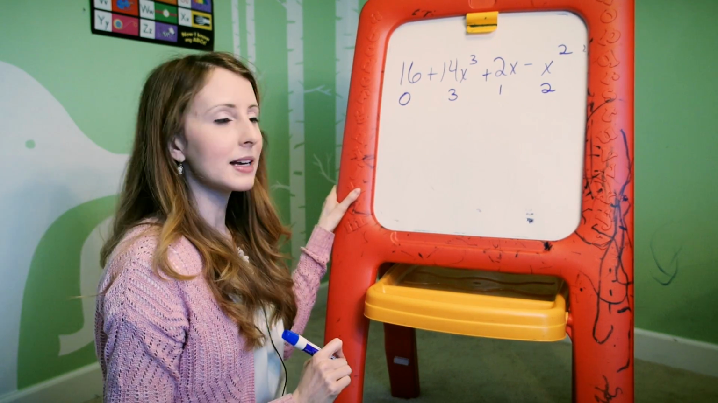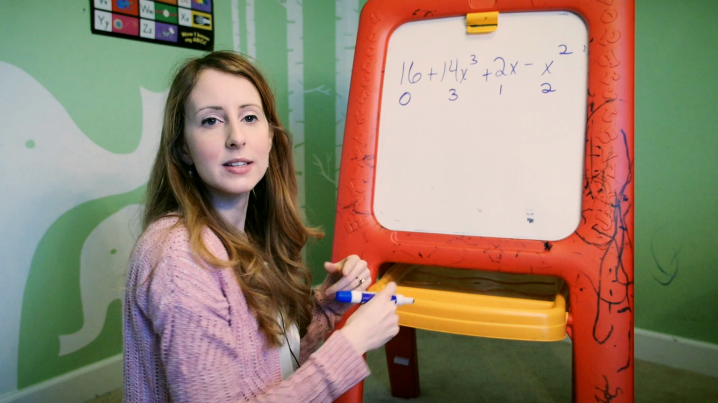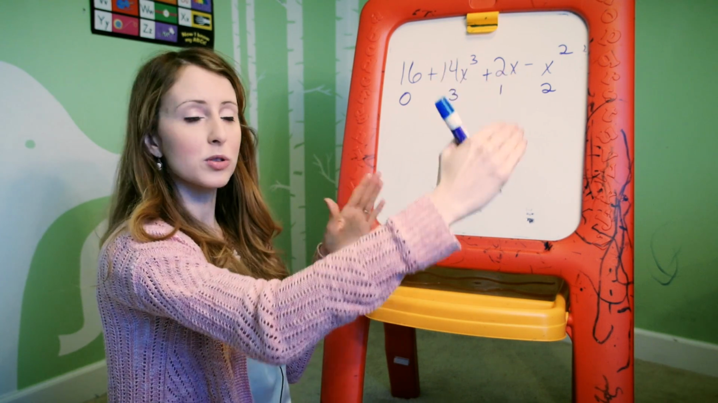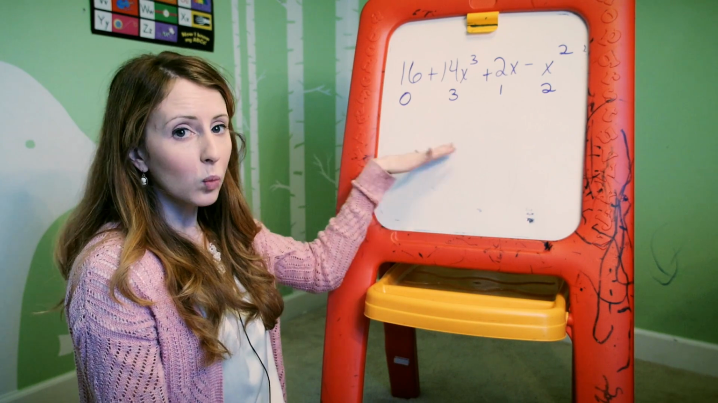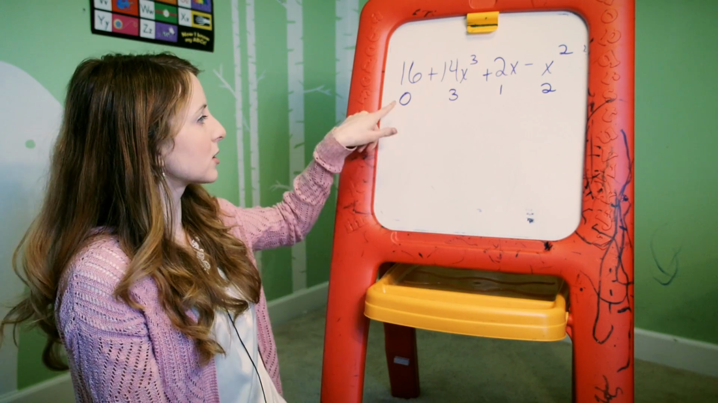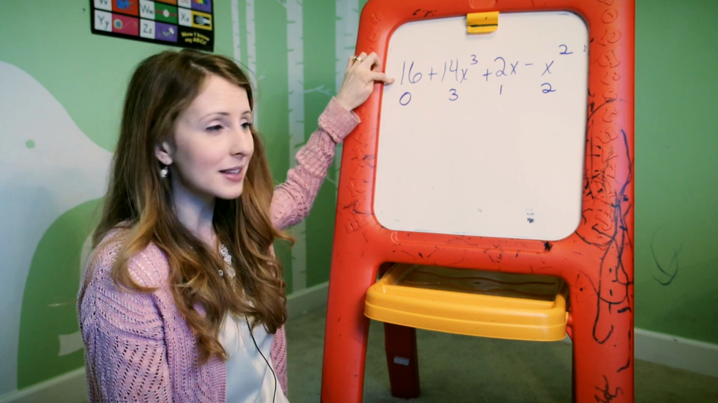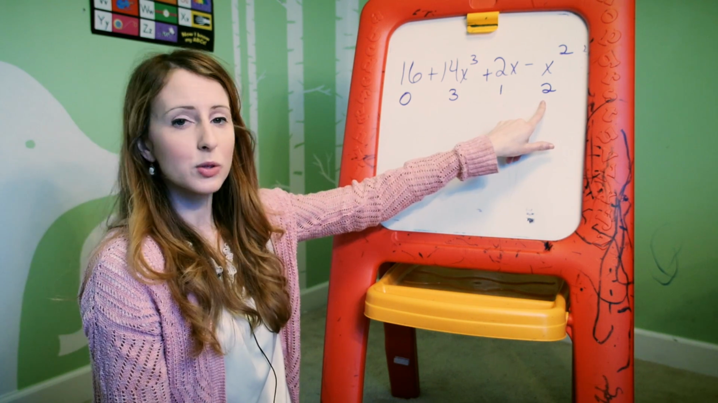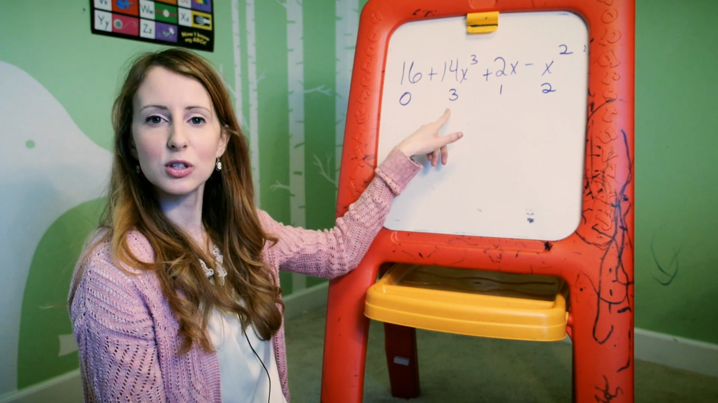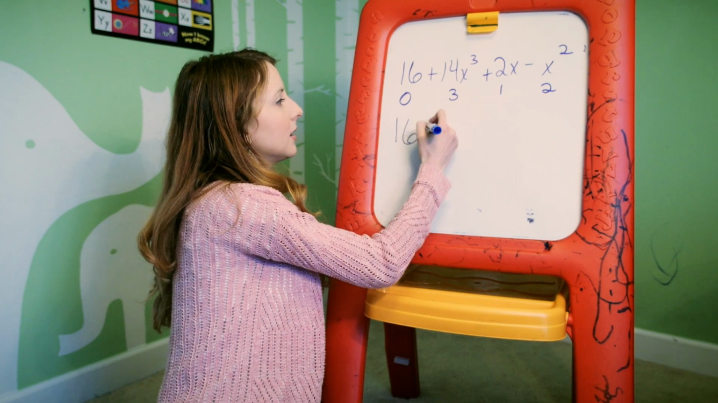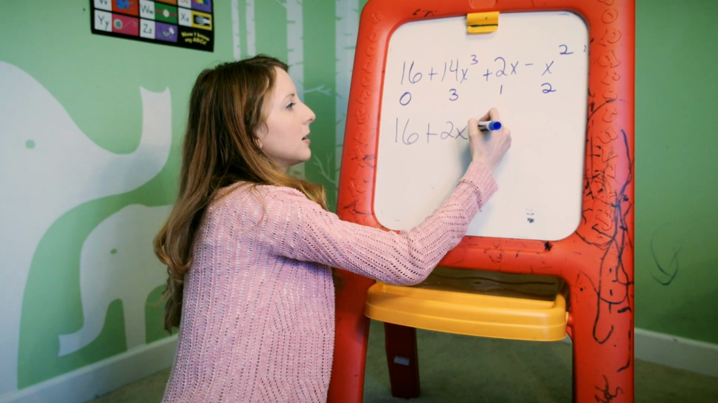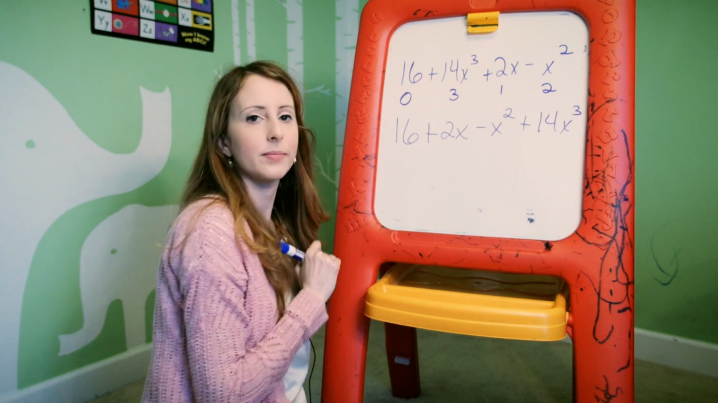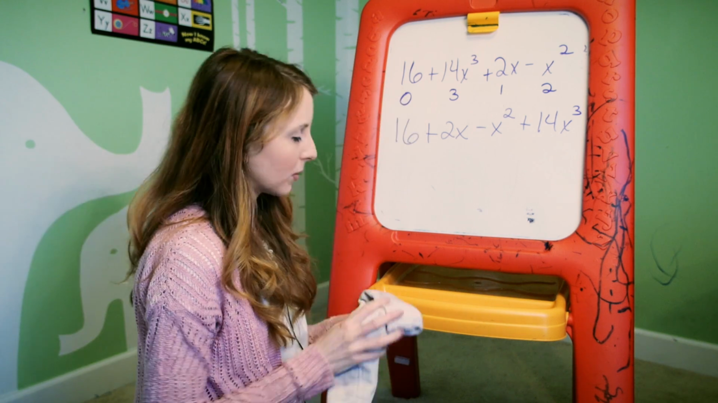On this particular problem, it asked us to rearrange the order of this polynomial so that the powers of x are in ascending order. So we want to start with the smallest and work our way up to the largest. So obviously we're going to start with 16, it's already in the right spot, and then go to 2x, and then to negative x squared, and finally to 14x cubed. So it looked like this: 16 plus 2x minus x squared plus 14x cubed. There we have it. Let's do another one.